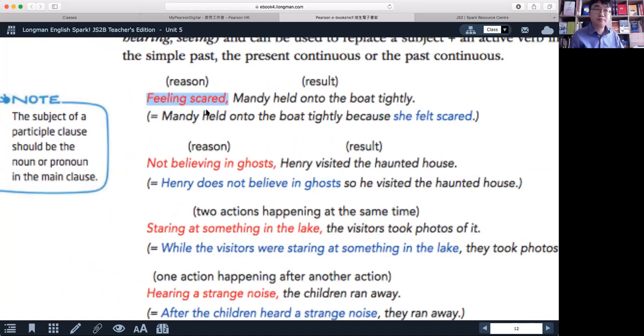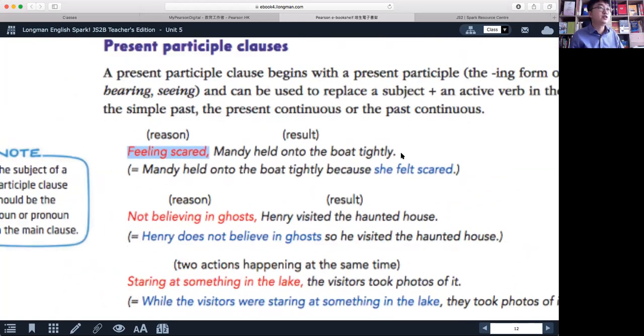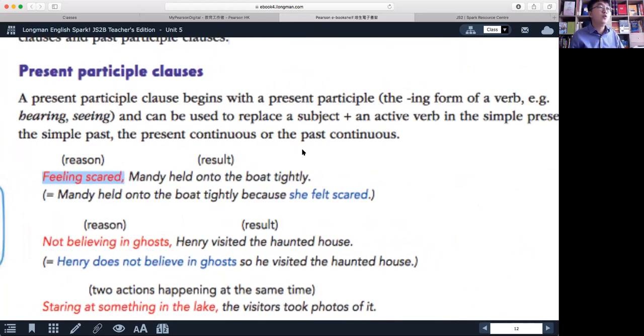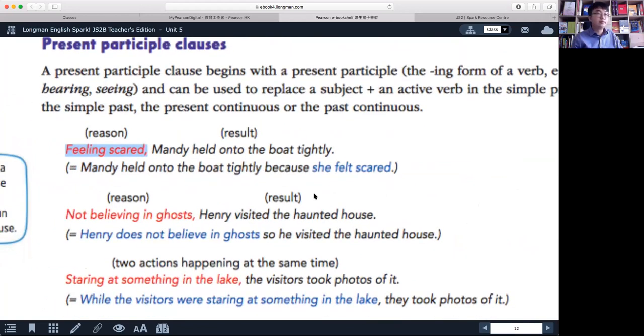So how do we form it? Just remember the definition here: we use it to replace a subject and an active verb. So in the old sentence here, she felt scared. Which word is the subject? This one, or this one? Do you still remember what a subject is? The difference between a subject and an object?